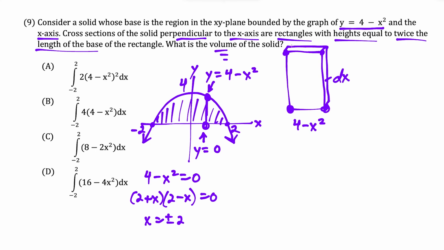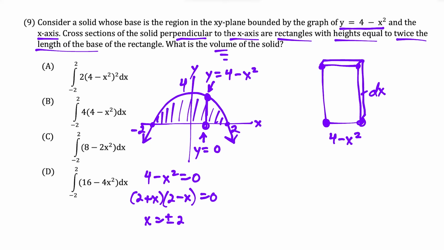But now we have to describe the height. So I'm just going to give us a little bit of space. I'm going to move this over like this. Okay, so I'm just going to do this very carefully. And now we're going to describe the height. And once again, the height is twice the length of the base. So I'm just going to multiply this base by 2. So I'm going to have 2 times 4 minus x squared. So now I have to describe the volume of the single slice.